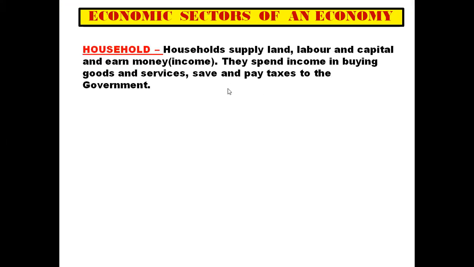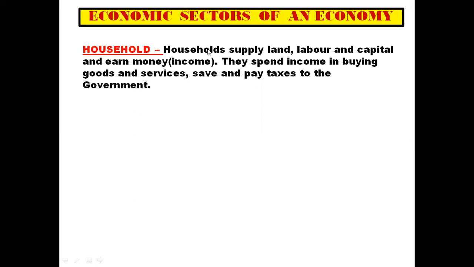Before we start national income, circular flow of national income, we will see what are the economic sectors in an economy. So basically, there are four sectors. The first is households. So what do households do in an economy? Households supply land, labor, and capital and earn money.